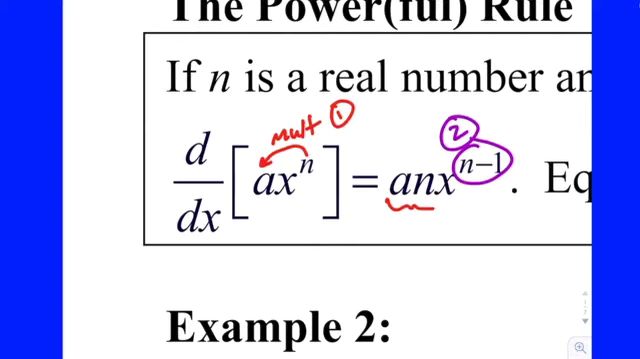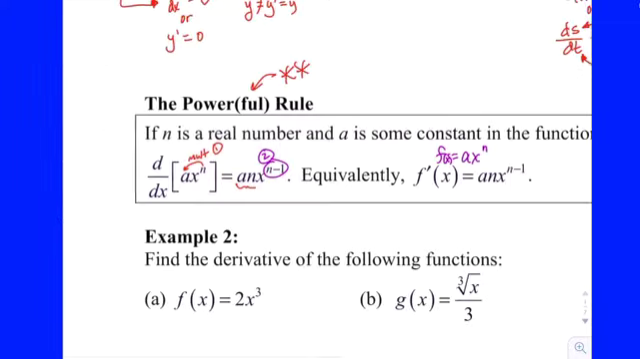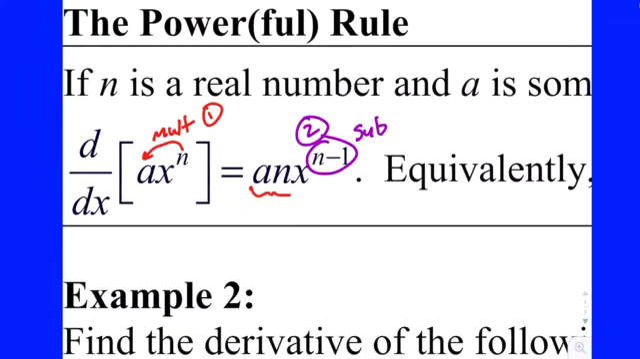So here would be the noun format. Equivalently, if f of x is equal to ax to the n, then f prime of x is anx to the n minus 1. So we're basically multiplying and subtracting in that order. Multiply, then subtract. Multiply, then subtract. We could do that, right? Multiply and then subtract.